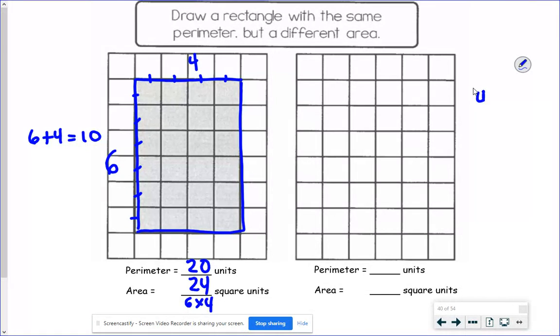If we said 4 plus 6, that's going to be this shape right here, just turned. So you're going to have the same area there. 3 plus 7 would give me 10. 2 plus 8 would give me 10. 1 plus 9. Or the reverse of any of those.